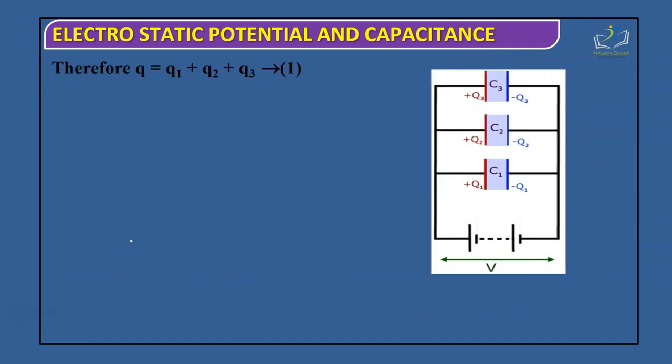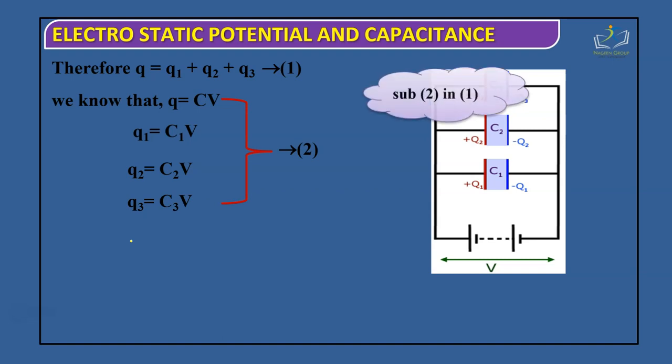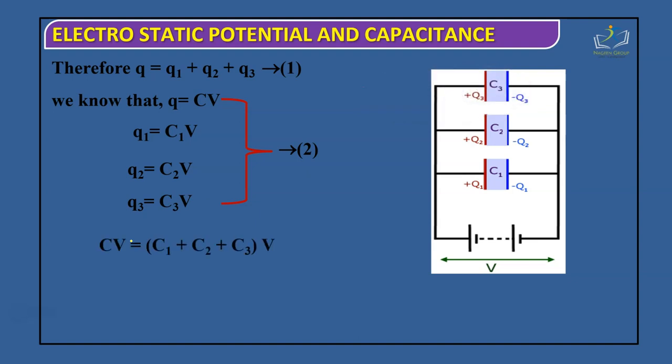If the charges have different amounts, we can accumulate the charges in the form of Q is equal to Q1 plus Q2 plus Q3. This is equation number 1. We know that Q is equal to CV. We just put these values: Q1 is equal to C1V, Q2 is equal to C2V, Q3 is equal to C3V. I'm assuming this is equation number 2. Substituting equation 2 in 1, we get CV is equal to C1 plus C2 plus C3 into V, or C is equal to C1 plus C2 plus C3.